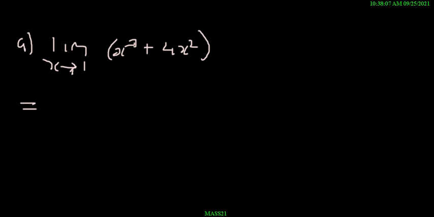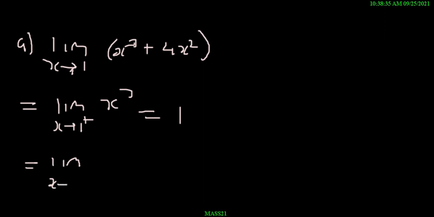So firstly, the limit of x to the power 3 as x approaches 1 from the right, so I put 1 there, that's going to be 1. And the limit as x approaches 1 from the left is equal to, so I put 1 there again, which is going to be 1.